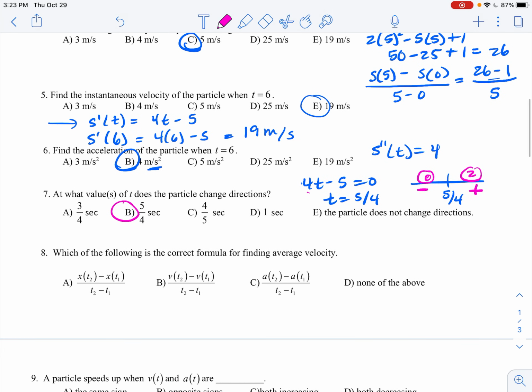Number 8, which of the following is the correct formula for finding average velocity? That would be this guy right here.